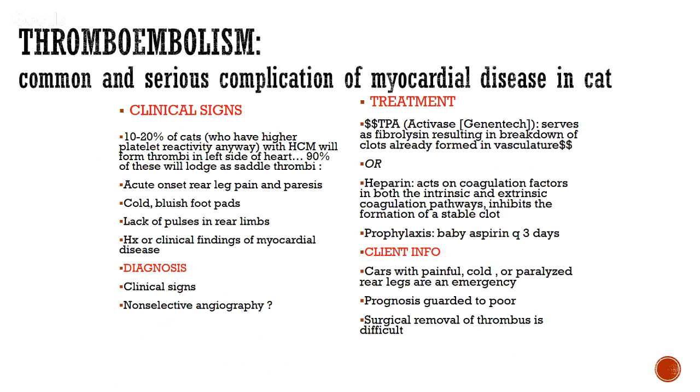So we can do angiography if we really want to diagnose it. Honestly, it's pretty easy to diagnose by the way the cat is acting. There is a treatment that will work. It's the same treatment they use for stroke victims at the hospital. But if you know anything about human medicine, you know that TPA has to be given within a certain time period, so that the fibrillation results in the breakdown of the clots before we have tissue damage. If we don't get it by a certain time period, it's possible that we're going to lose some of the tissue in the limbs, or at least the activity of the limbs.